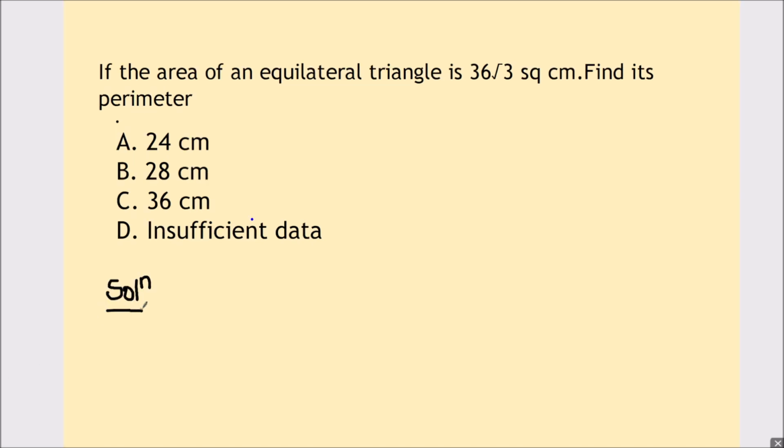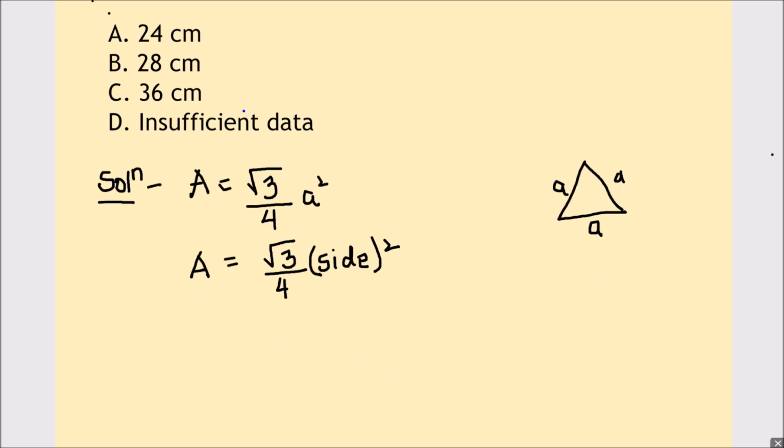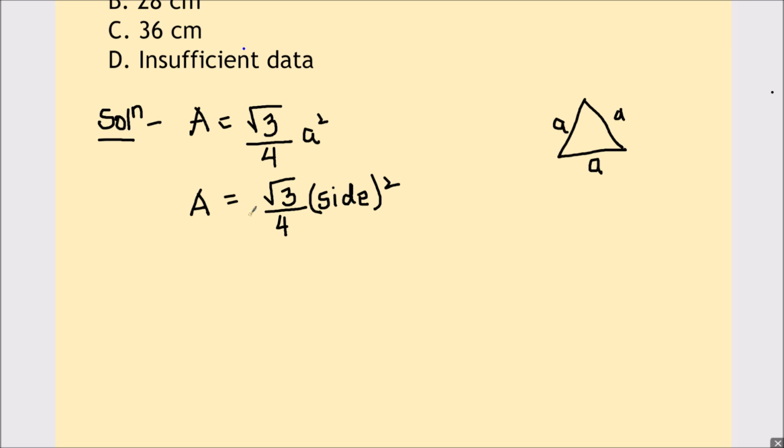Here we have been given the area of an equilateral triangle, and we know that an equilateral triangle is a triangle with all equal sides. When all the sides of an equilateral triangle are equal to A, the area of an equilateral triangle is root 3 by 4 A square, or we can write it as root 3 by 4 side square. By using this formula, we can find the side of the equilateral triangle, and by finding the side, we can find the perimeter of the equilateral triangle.